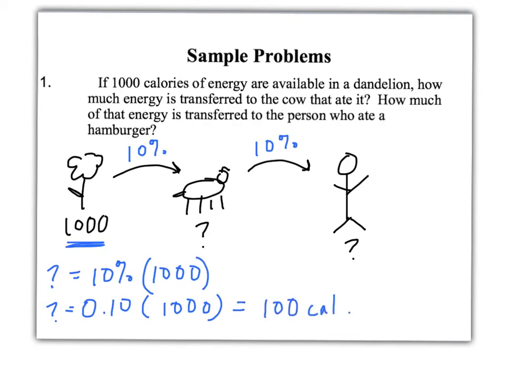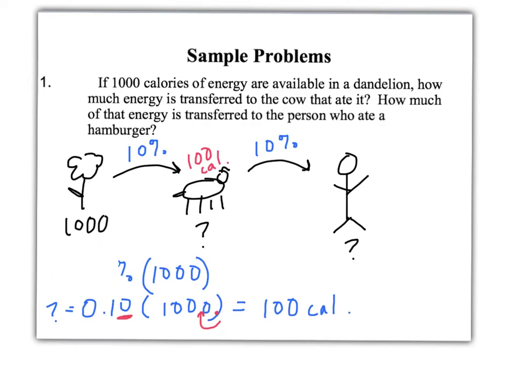You can also figure that out without a calculator by simply moving the decimal point one spot. The decimal point's here, moving it one place because it's 0.10, so there's only one 0. You only move the decimal point one spot. That gives you your actual number, 100 calories. So our cow has 100 calories. That takes place at the first question.